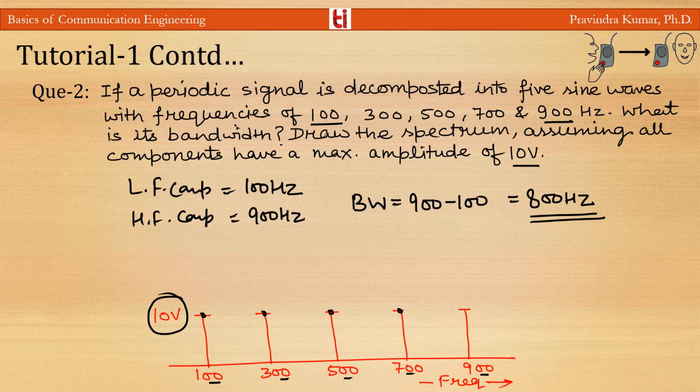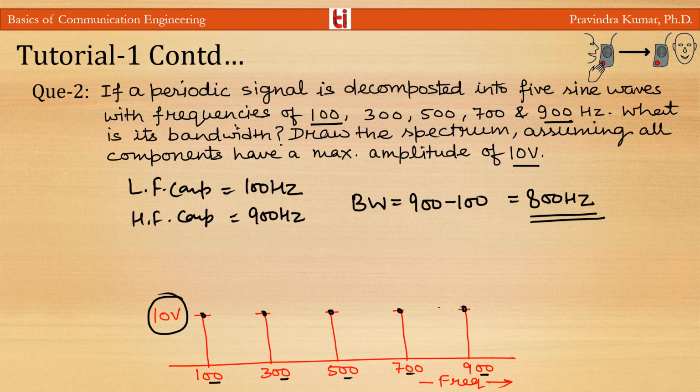So in the frequency representation, the amplitude variation is not shown. Basically in a frequency spectrum, only the maximum amplitude and the frequency are given, and this is known as the spectrum of the signal.